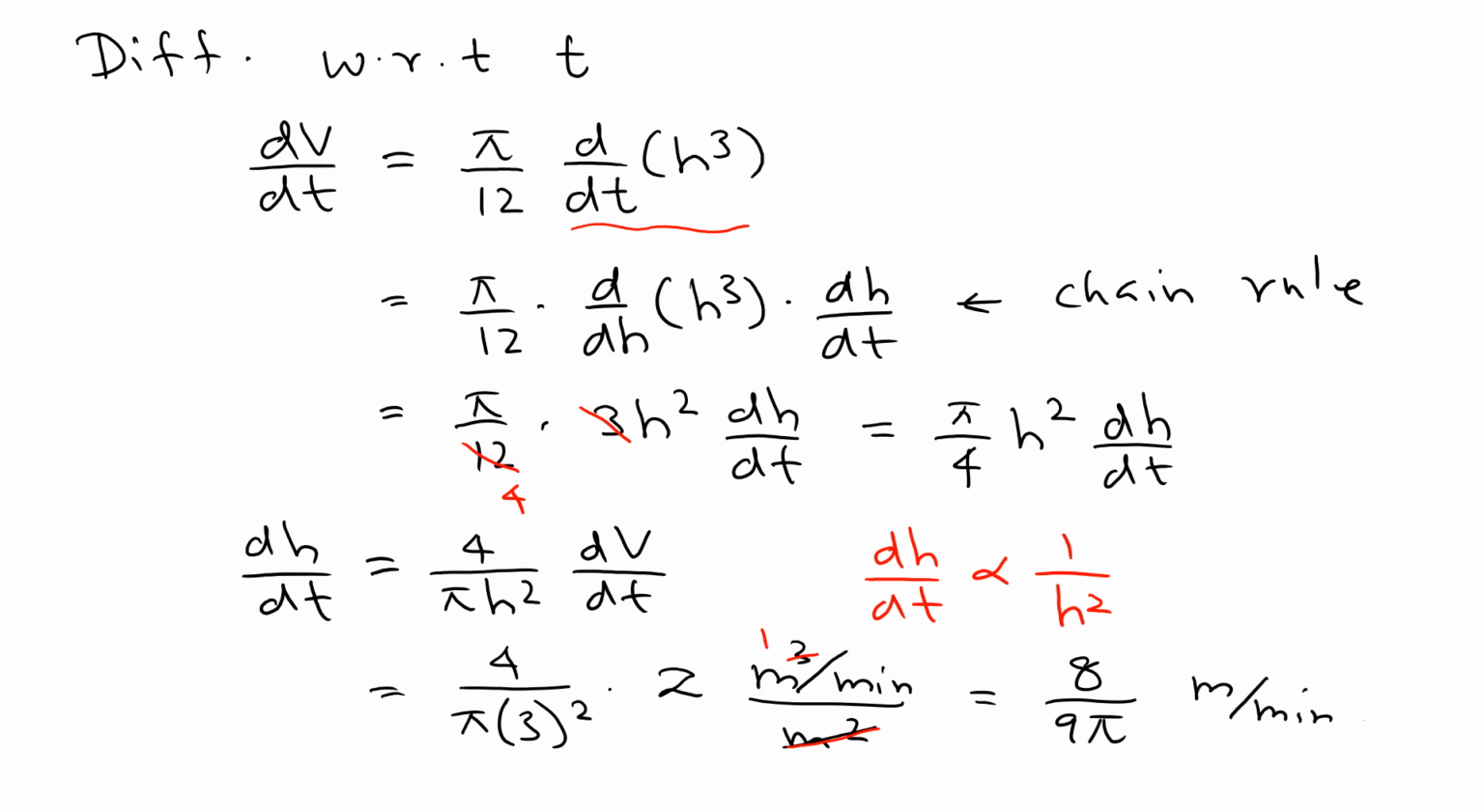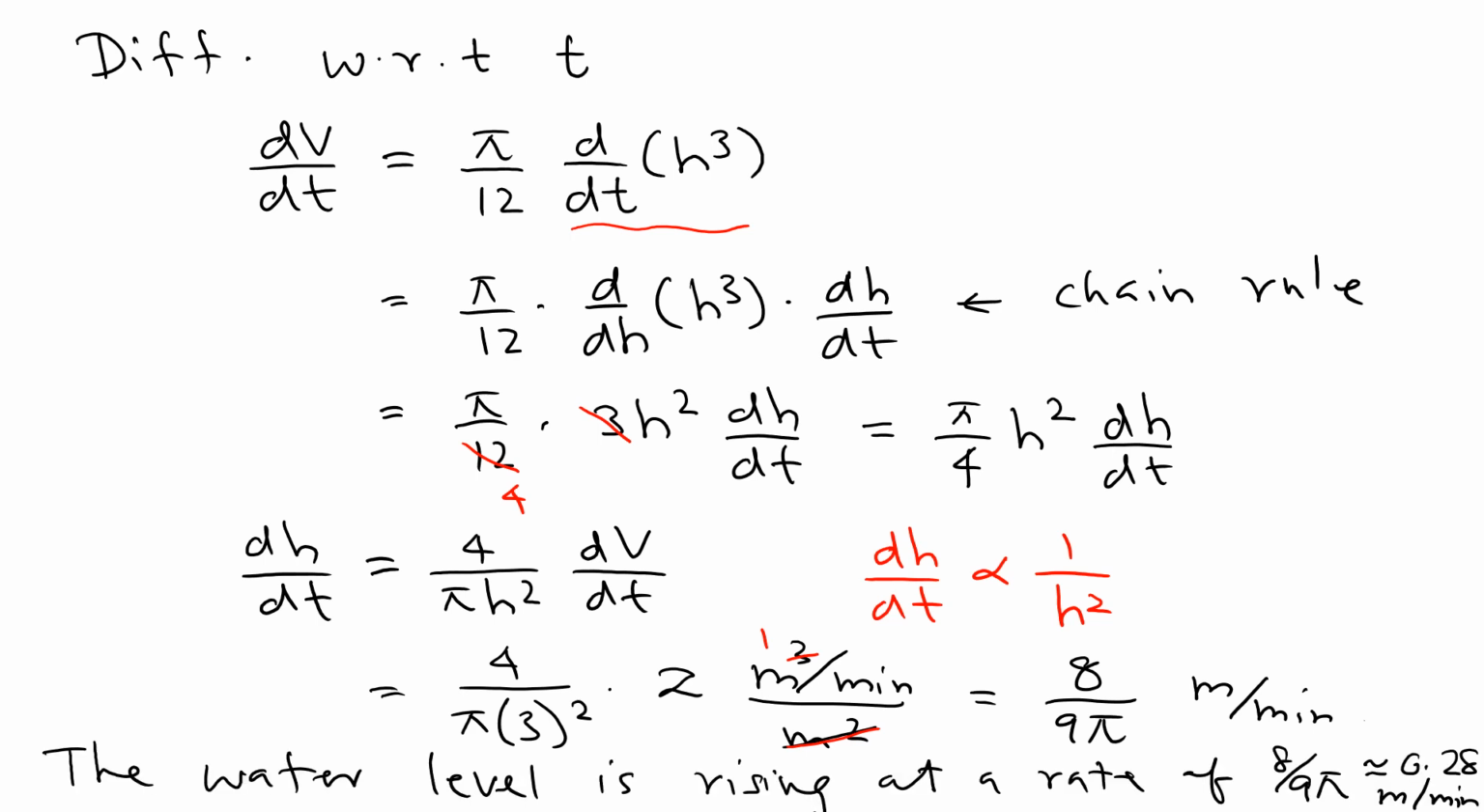So we can write this in words like this: the water level is rising at a rate of 8 over 9 pi, which is approximately 0.28 meters per minute. So units are important for problems like this. Okay, so let's look at the next problem.